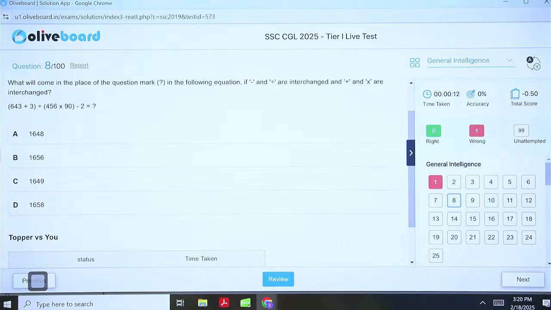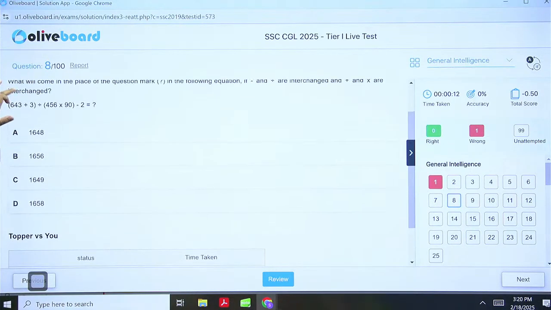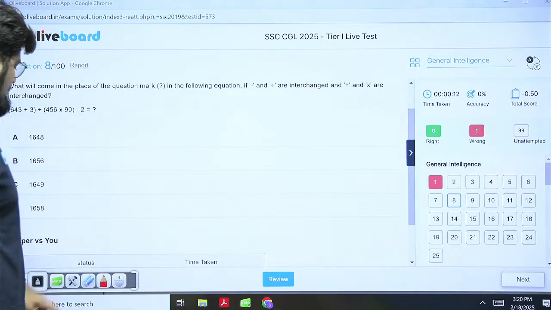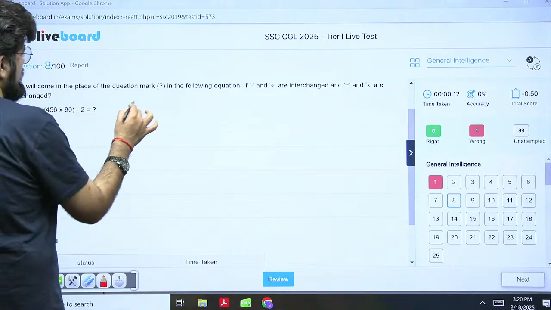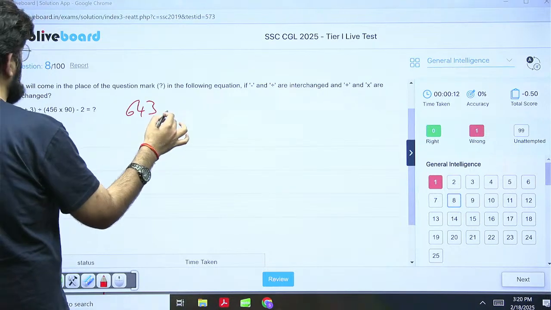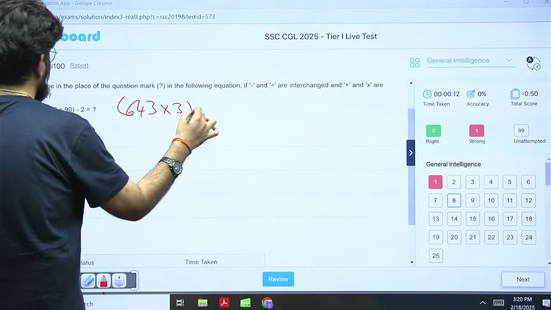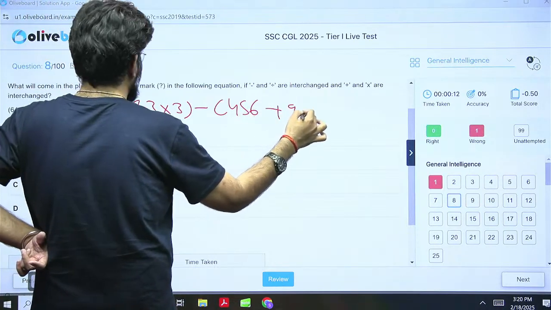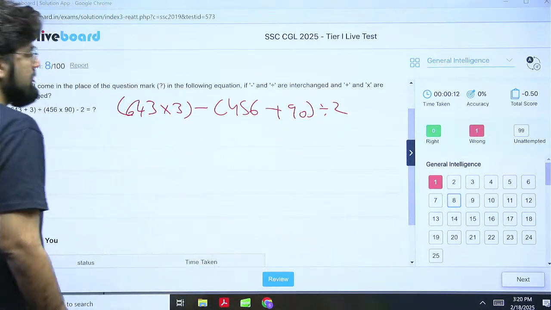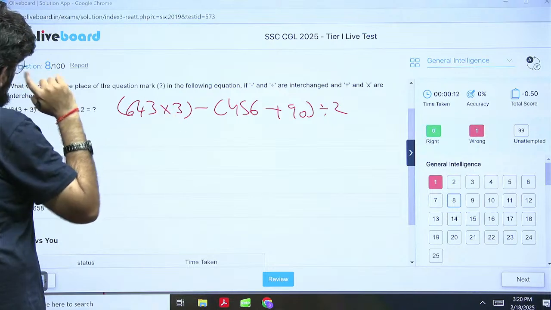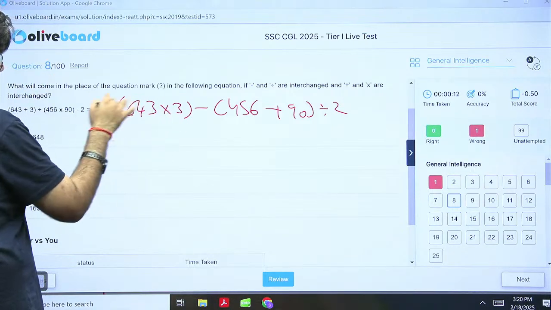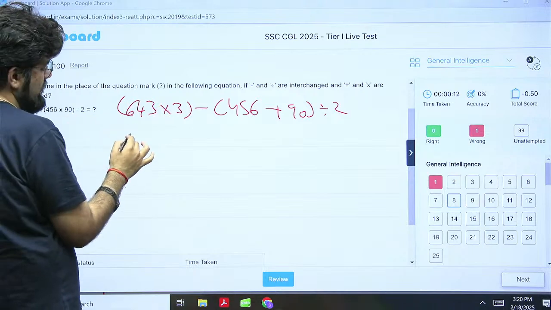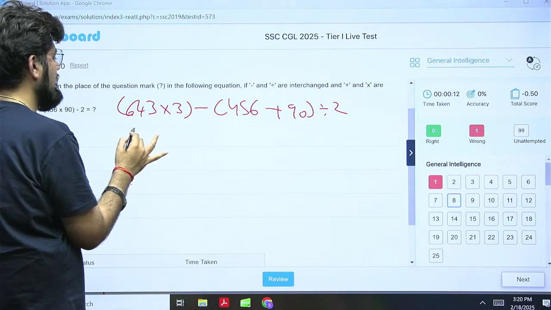Anyways, let's continue. 643, very easy question. You will exchange minus and divide. Exchange minus and divide. So 643 and exchange plus and into. Into 3 minus 456 plus 90 divided by 2. So multiply this, this is 1800, 120 and 9. So this is 1929, I believe, right?